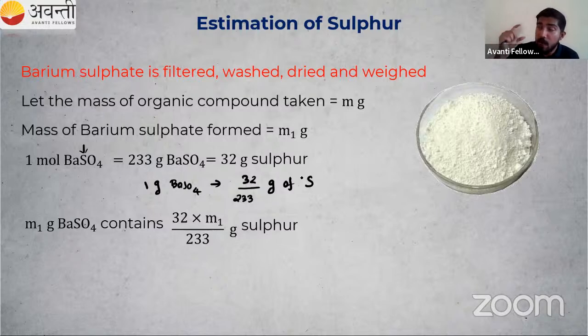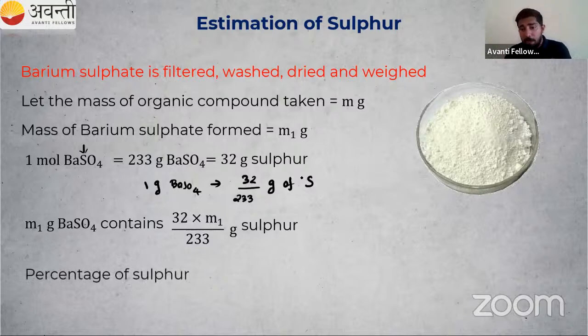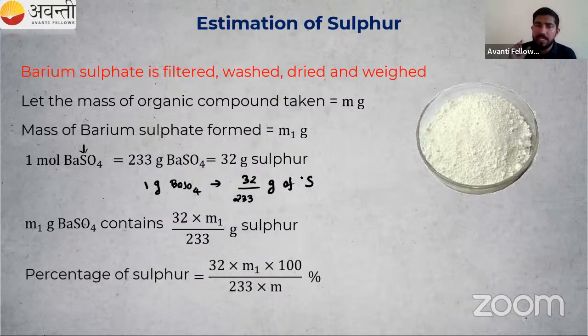How to find the percentage? Mass of sulfur divided by mass of organic compound into 100, right? So percentage of sulfur is the mass of sulfur obtained divided by the mass of the organic compound into 100. So this is the final equation.